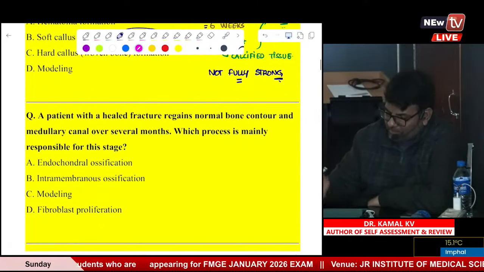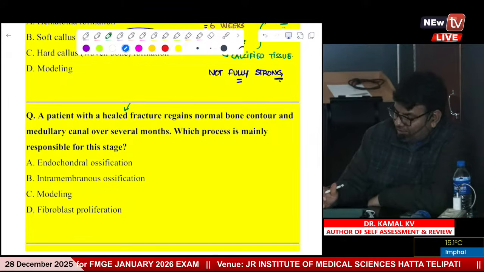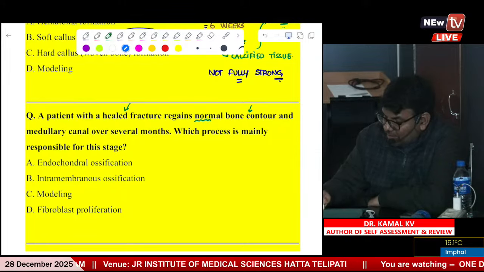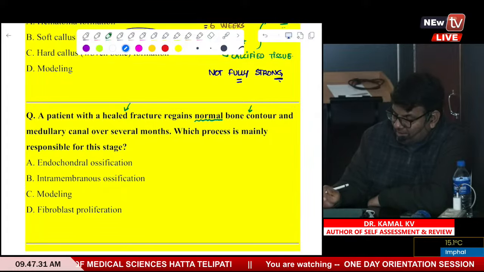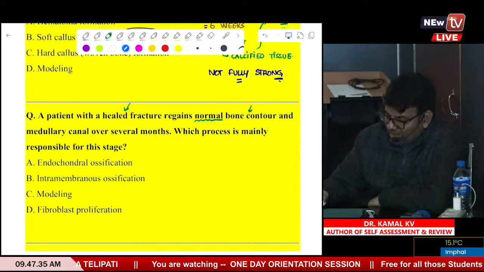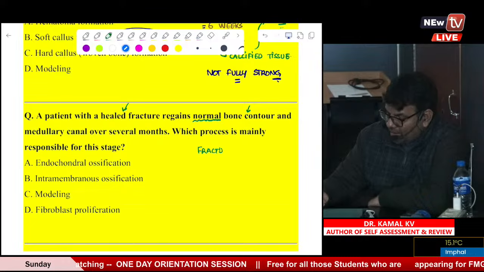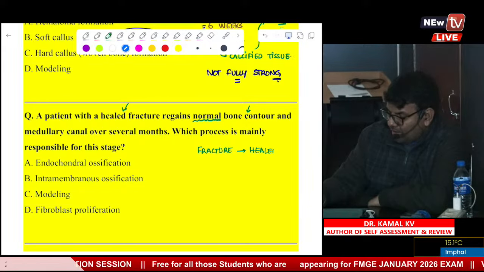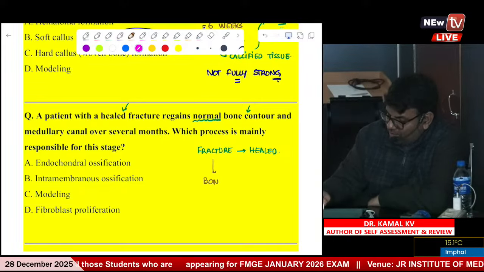Next question. A patient with healed fracture regains normal bone contour and medullary canal over several months. Which process is this? See, fracture has healed. Number one, fracture healing has taken place, and now the bone contour is normal.